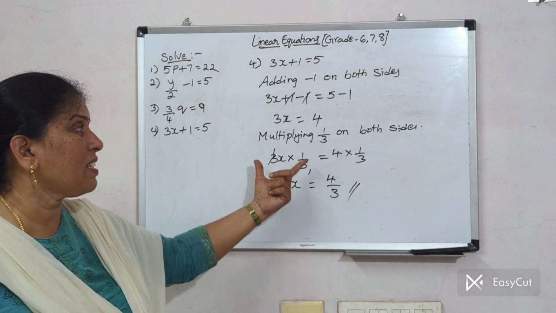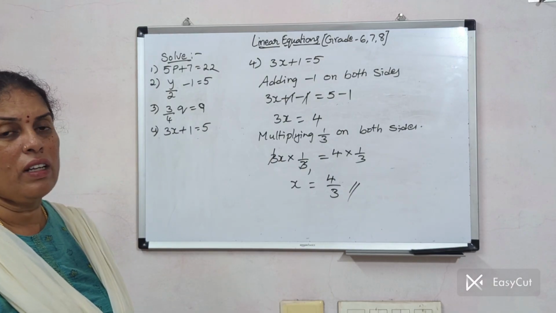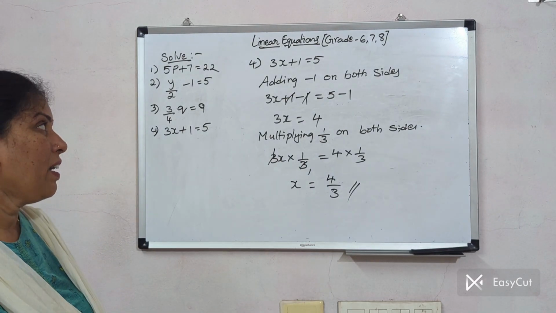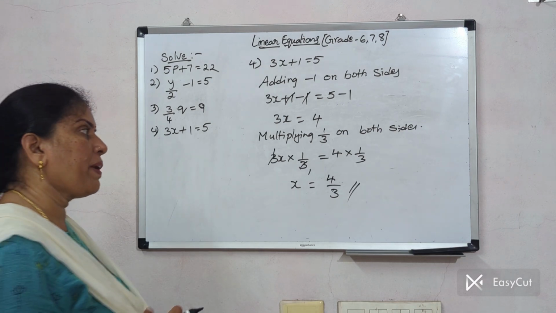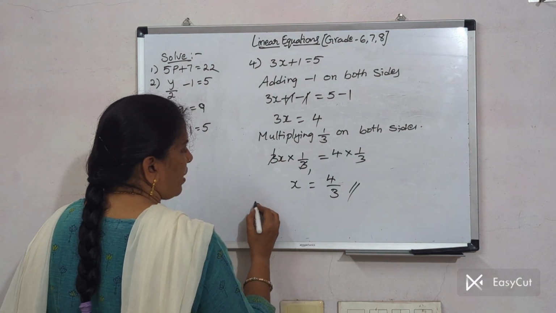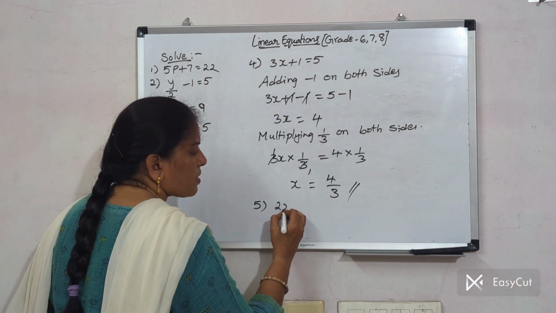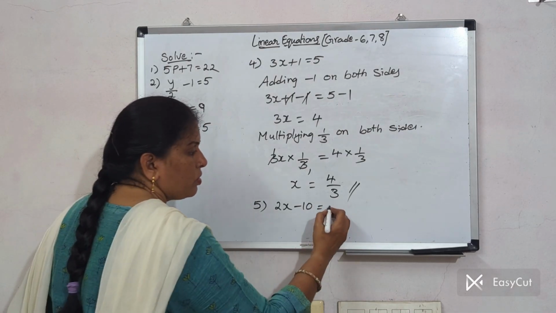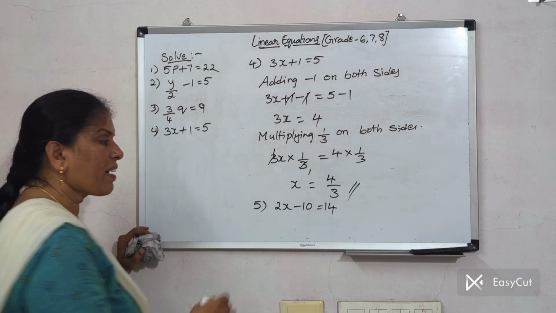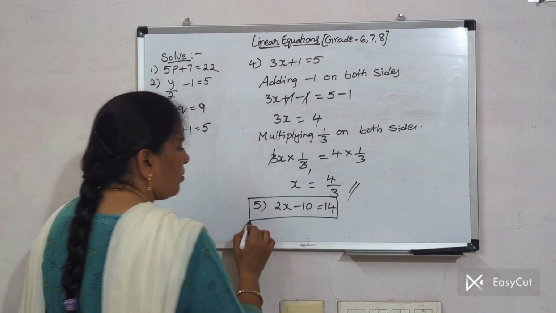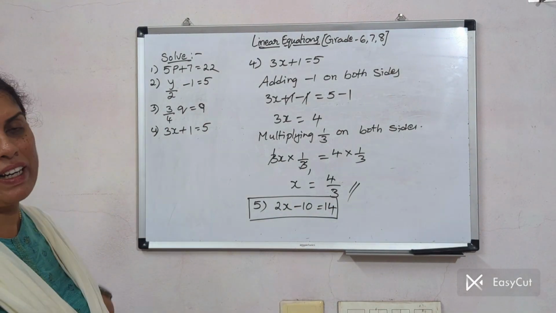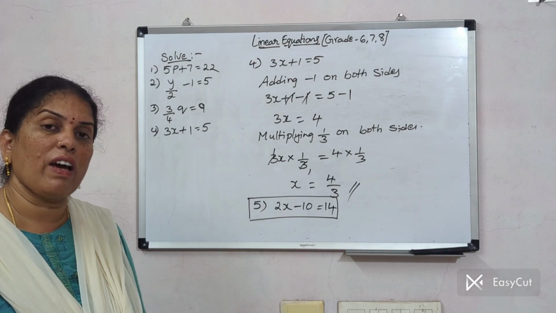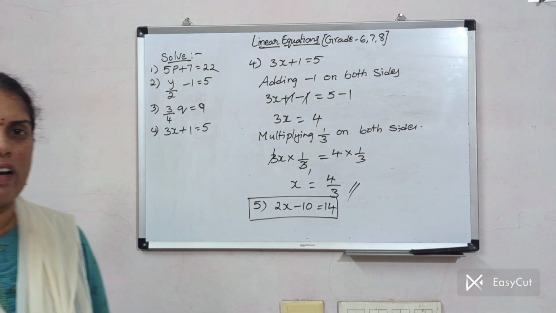Very easy, ma. Like this, we must find the value of the given variable. I hope you understood well. I'll give one question, you work it out separately. The question is 2x minus 10 equal to 14. Work this out on your own and comment in the comment box what answer you got. What is the value of x? Okay. Thank you. Have a nice day.